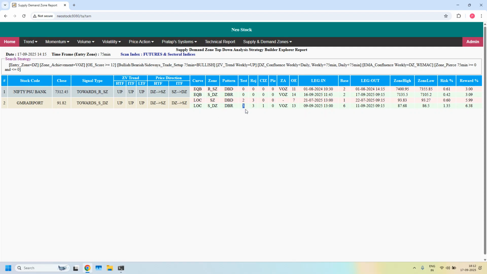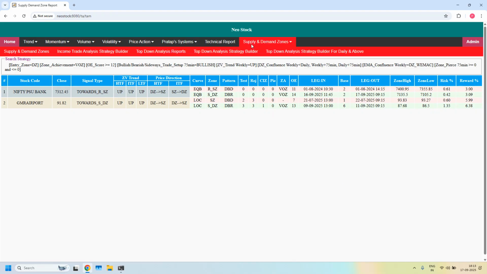See, it is already tested 3 times. Is it going to work the 4th time? That depends on lesson 20 checklist items. If they are satisfied, you can plan the trade. Otherwise, higher chances of zone violation. Okay, this is a bullish trade setup for weekly income trade.